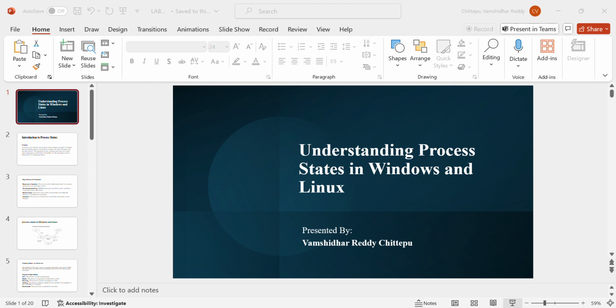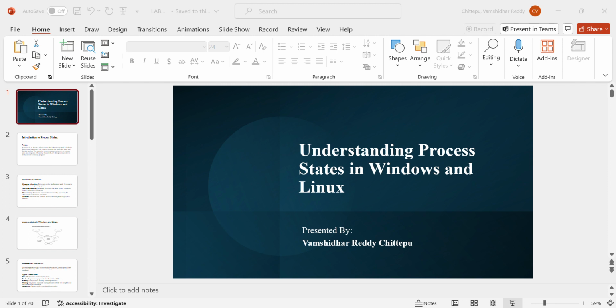And a process requires other resources like memory, CPU, hard disk, and input and output, etc. Coming to next, the significance of processes are stated as resource allocation, multiprogramming, concurrency, isolation. Coming to resource allocation, processes are the fundamental units for resource allocation in an operating system.